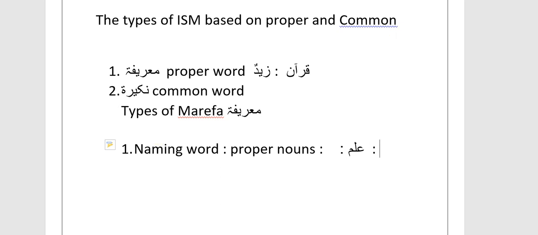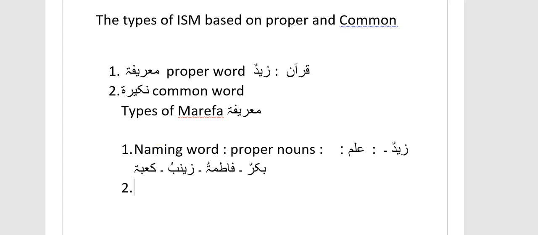For example, when I'm saying Zaid, it's marifa. Bakr, it's marifa. Fatima, it's marifa. Zainab, it's marifa. Kaaba, it's marifa. All these words are marifa because they all are the names of a very specific thing, place or person.